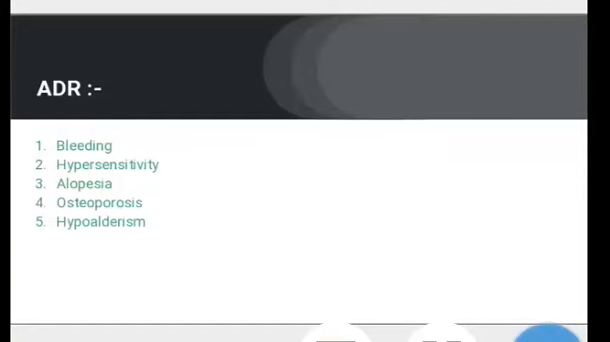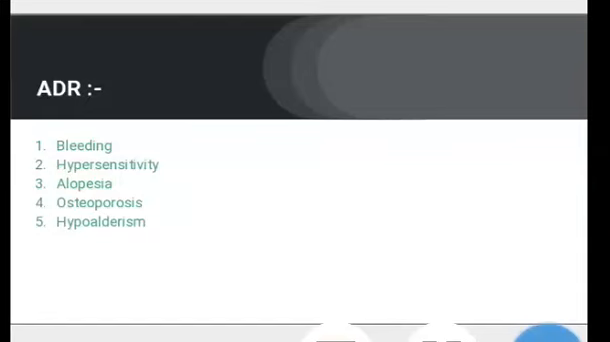Third is alopecia. Alopecia is a reversible condition related to heparin. It depends on the use of heparin. 0.5% of people show hair loss when they take heparin for up to 10 days. Then and only then can alopecia occur.